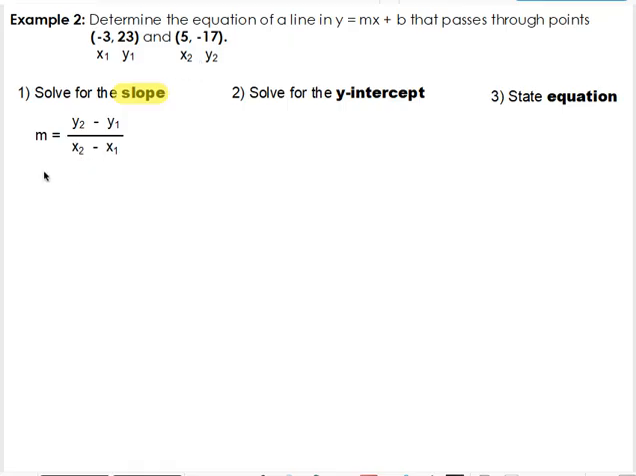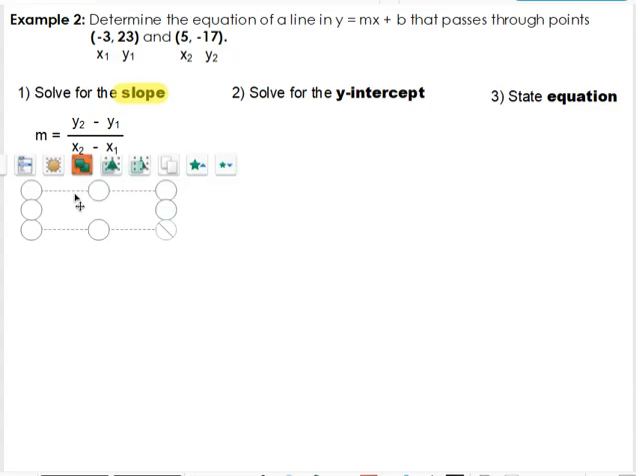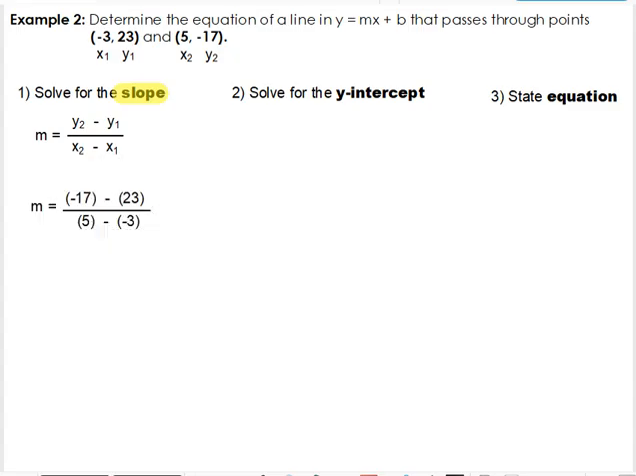So we will replace these values. Instead of y2, we'll put -17. Instead of y1, we'll put 23. But please ensure you're putting these in brackets. In the previous example, you're probably thinking, I don't really need to, but in this particular example, you'll see the importance of that. On the numerator, we have -17 take away 23. But in the denominator, we have 5 subtract -3.